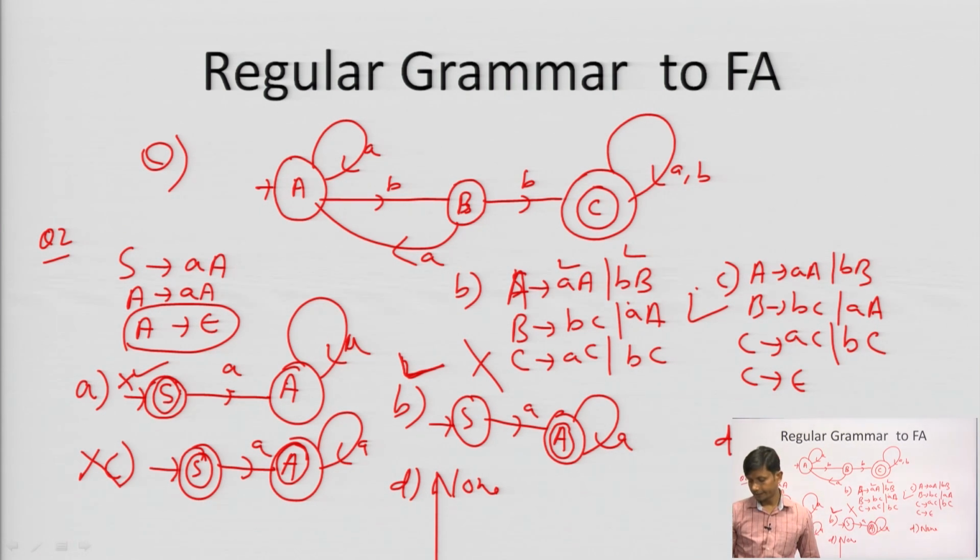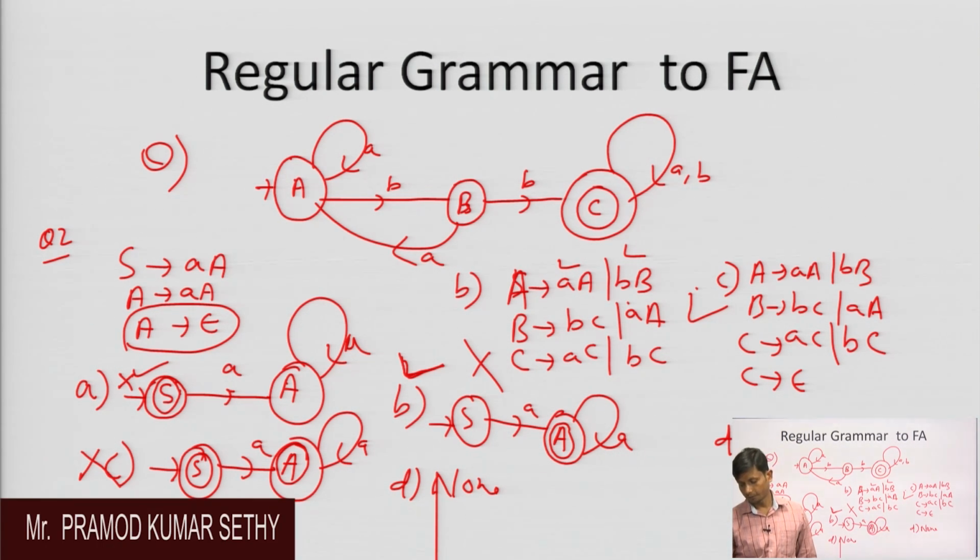So, here we will find some multiple choice questions in GATE, where some grammar will be there and some finite automata will be there, and you have to convert into grammar, or a grammar will be there and you convert it to finite automata. Like that you can do some questions.